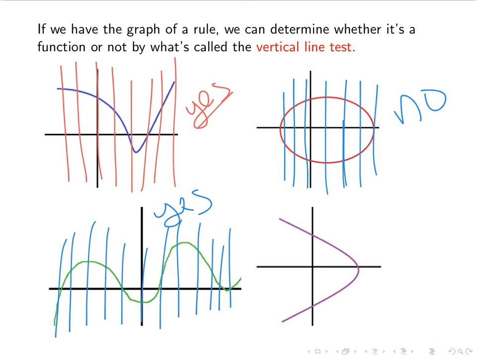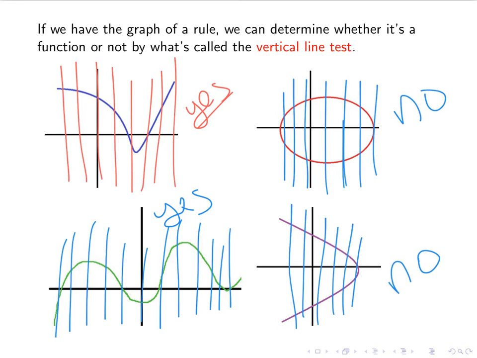Okay. And then we go to our last one. If I start drawing vertical lines, does it hit my graph more than once? Yes. And hopefully, again, all of the ones that I drew hit the graph twice. So again, the answer is no, it is not a function. Okay, so if you have the graph, it's really easy as long as you can draw vertical lines.